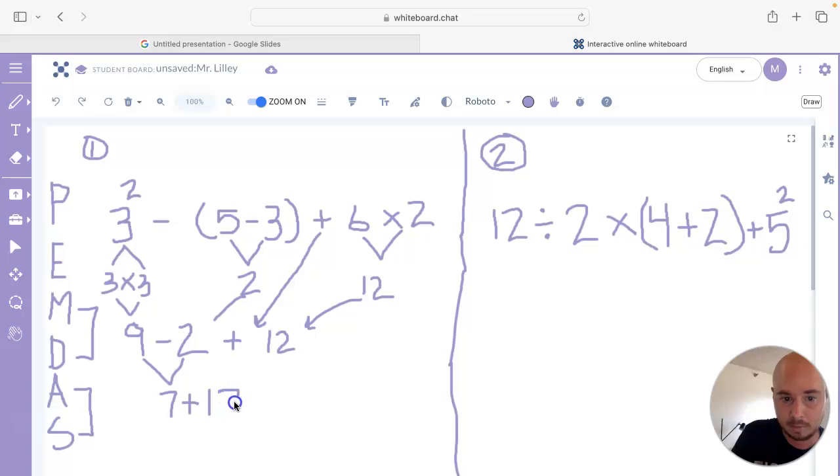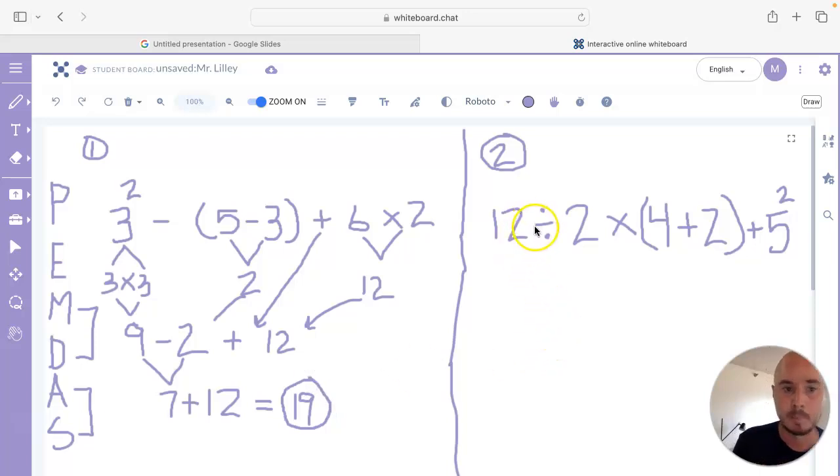And if you need to rewrite this out vertically, you can, but 7 plus 12 equals 19. And that will be my answer. All right, so the answer to number 1 is 19. Now let's move over to number 2.